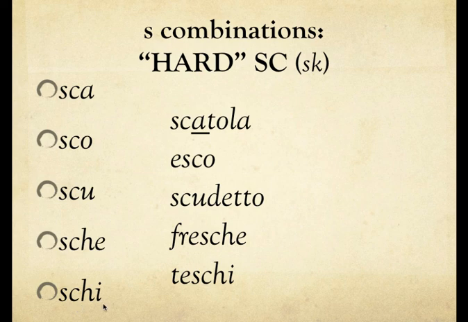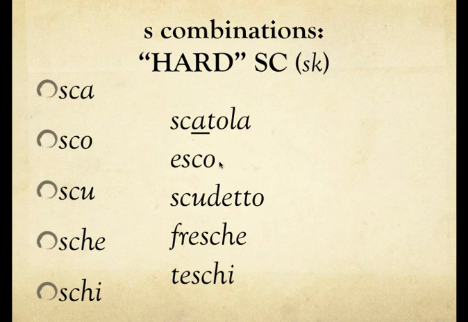S-C-H-I, ski. Now let's practice some words that use this combination so we can hear the difference, and then we'll talk about what they mean in English equivalents. Scatola, esco, scudetto, fresche, teschi. Okay, scatola is a box.